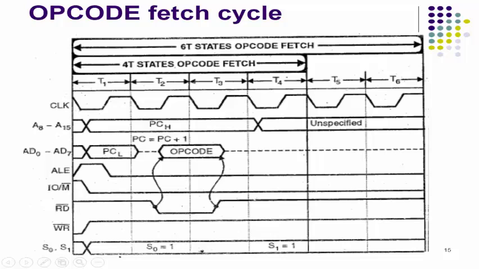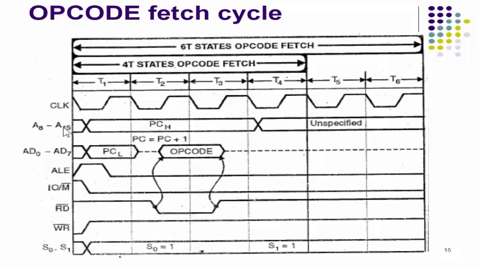Okay, so T1, T2, T3, these are the T states in this opcode fetch machine cycle. CLK is the clock signal. A8 to A15, this is the higher order address. 8085 consists of 16 address lines, A0 to A15.